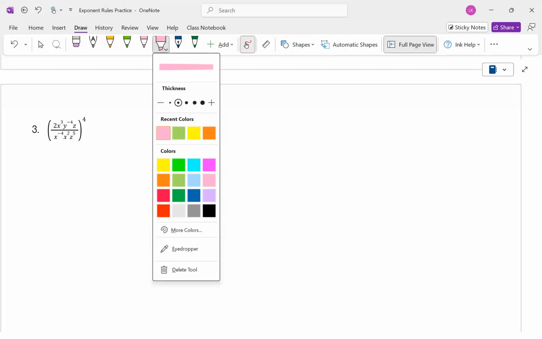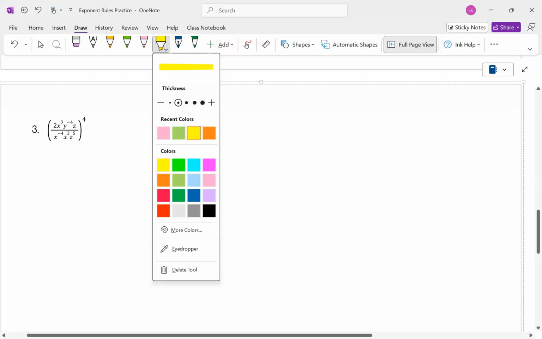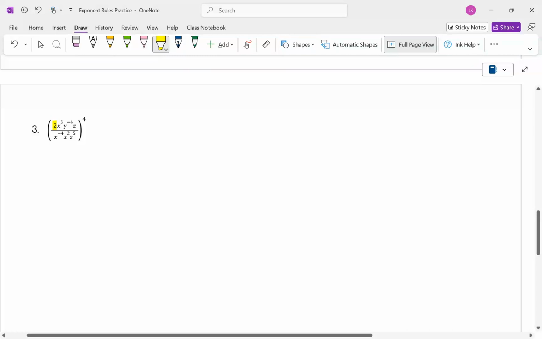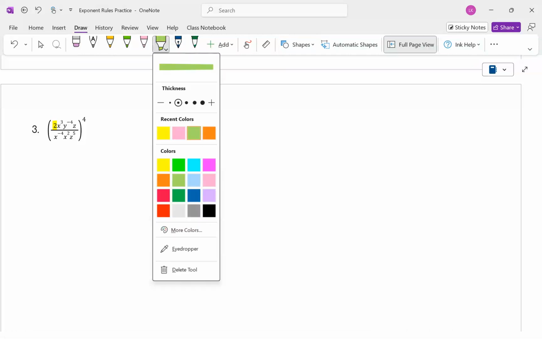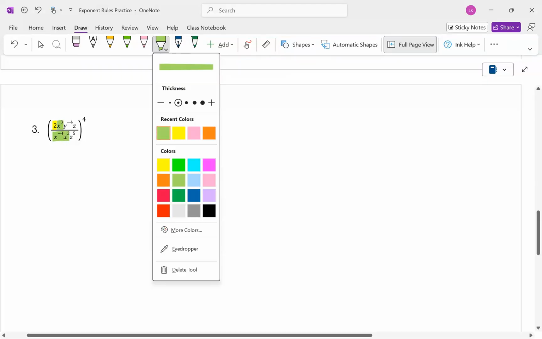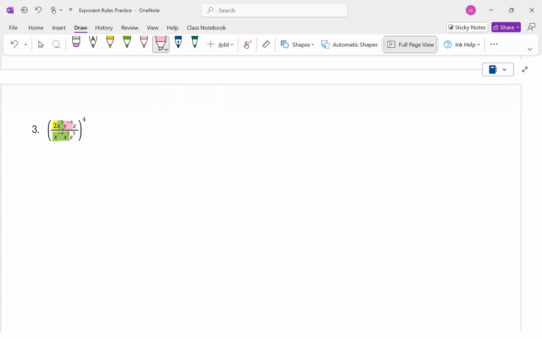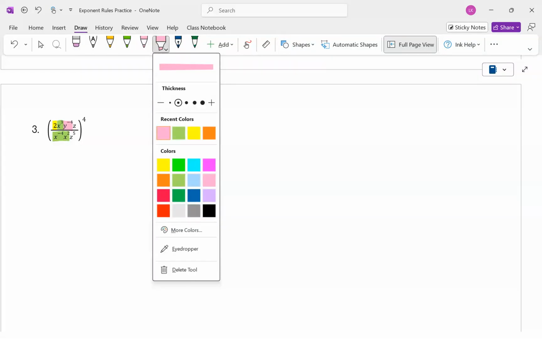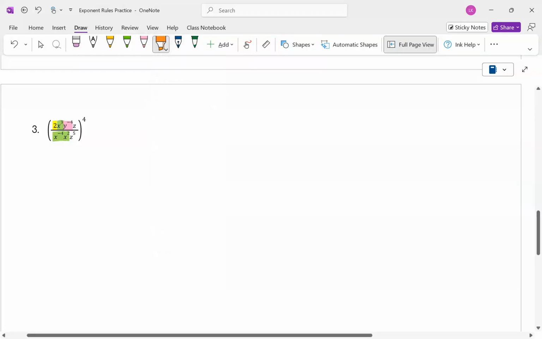So I'm going to start by highlighting the stuff that is the same. So here I don't have one constant, just the 2. Then I have x to the third, x to the negative fourth, x squared. Then we have a y to the negative fourth. That's the only y stuff. And then we have a z and a z to the fifth. Okay. So the 2 is going to stay where it is.